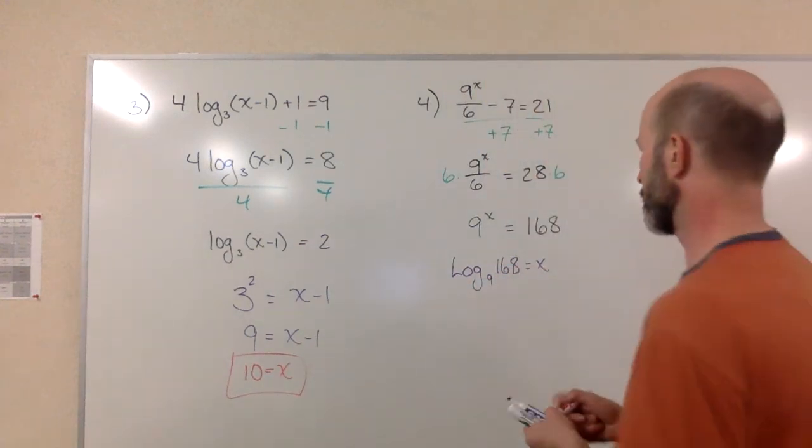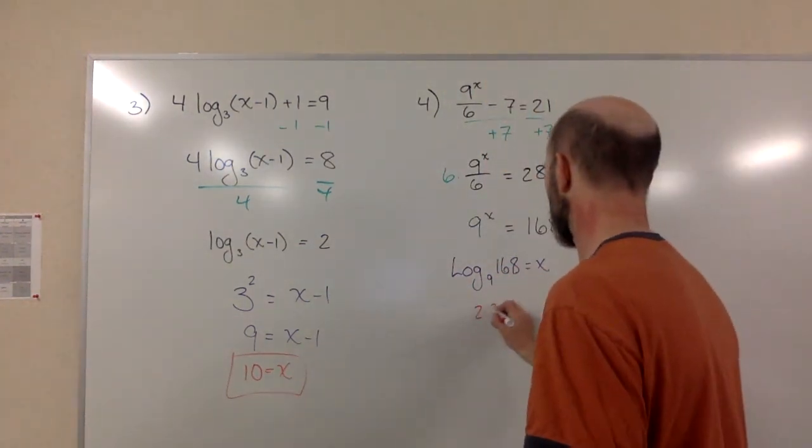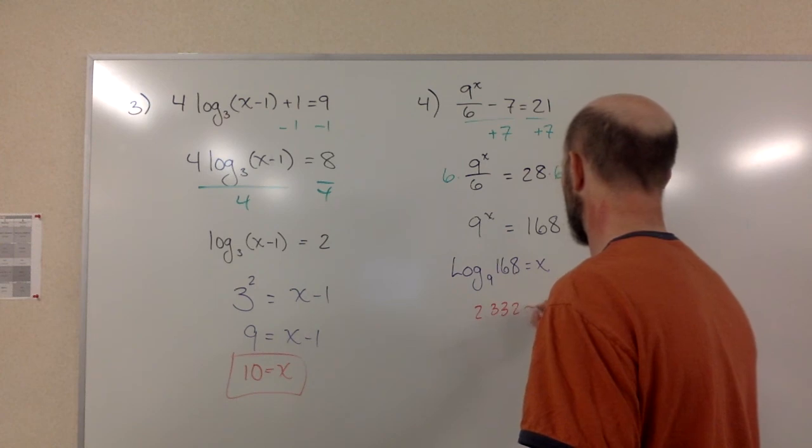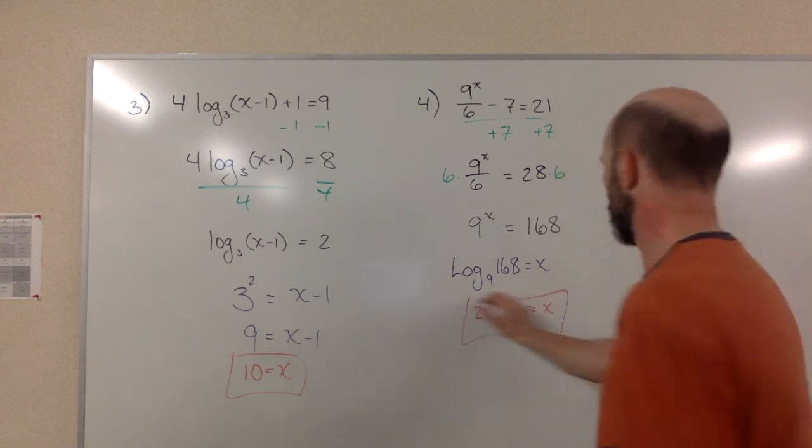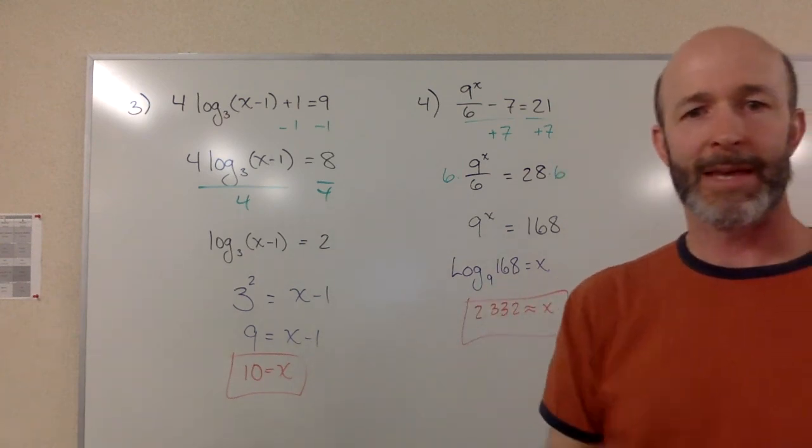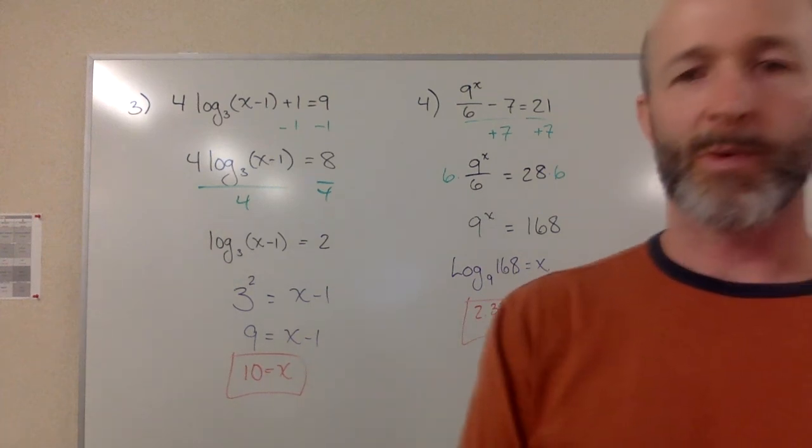2.332. That's approximately what it is equal to. That's step 2 in the process. Where could it go from here?